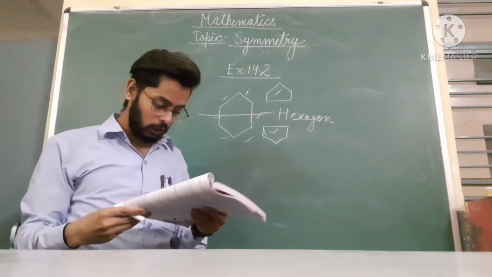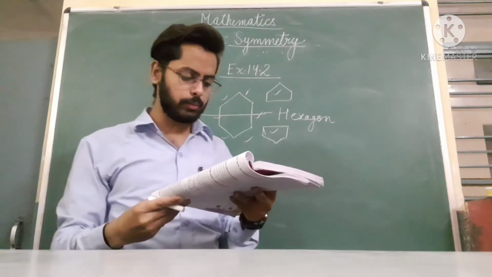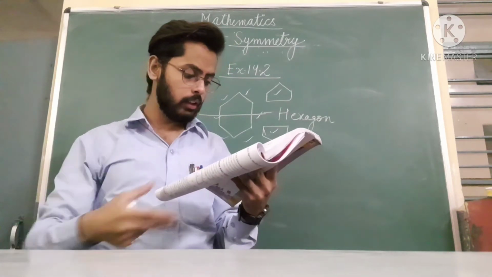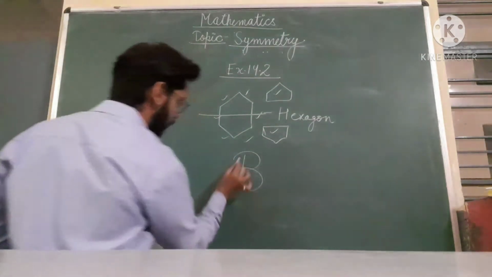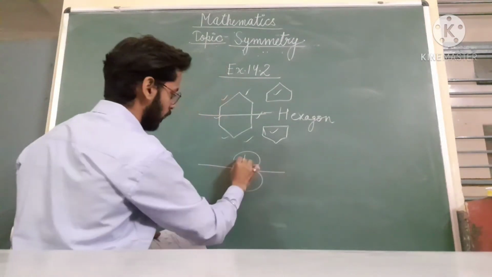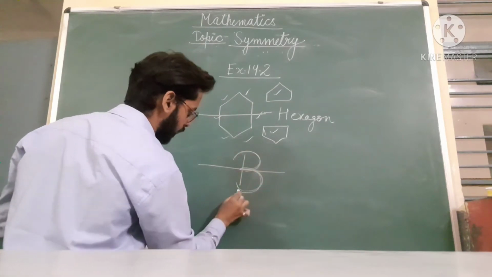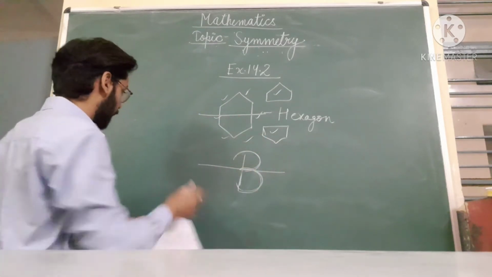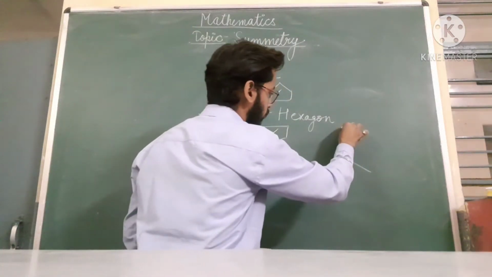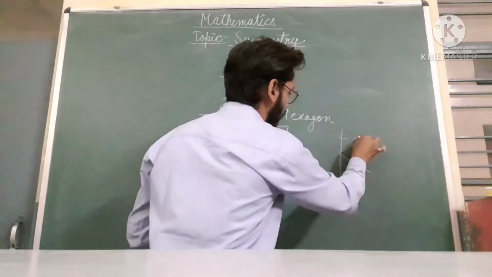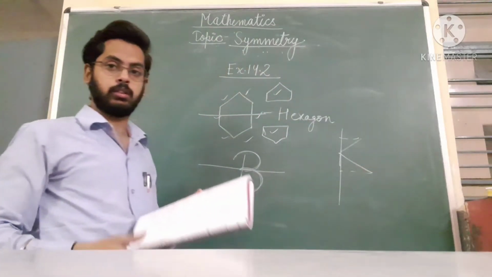Okay. Now we will go up to question number 2. Identify the line of symmetry in the given letters of the English alphabet. In B we can say the line of symmetry will be horizontal, because it divides this half semicircle and this half semicircle. In the second, K, horizontal. How? Just see this line of symmetry, this and this.